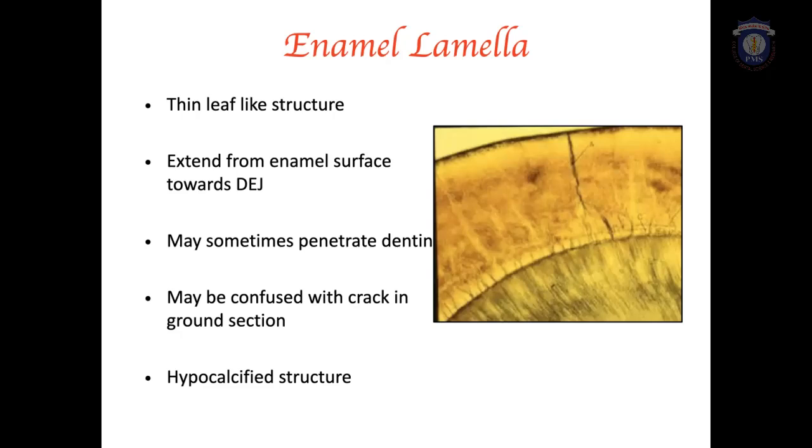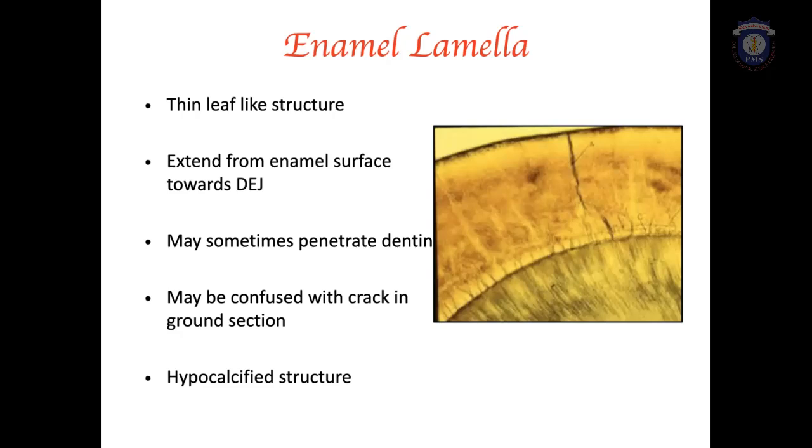That's the next point. It may penetrate into the DEJ, and it may be confused with cracks in the ground section because, as I told you earlier, these hypocalcified structures, or per se any structures in the enamel, can be visible properly only if you make a ground section. When you make a ground section, a very, very thin section out of your tooth, sometimes some crack will automatically develop, because this is a hard tissue. So that is a crack which is formed due to the ground section.